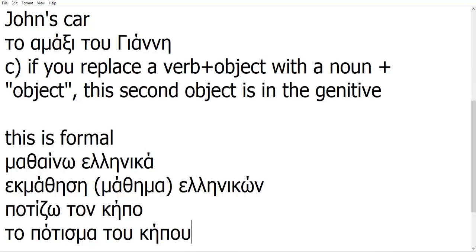It is what would be the direct object of the verb if you had a verb, but now you have a noun. So to ποτίζω τον κήπο, I turn ποτίζω, the verb, into a noun, and then I cannot say το πότισμα τον κήπο. I cannot mix the ingredients of these two phrases I have here. I will have to use the genitive and say το πότισμα του κήπου. And that's it. These are the three main uses of the genitive in Greek.